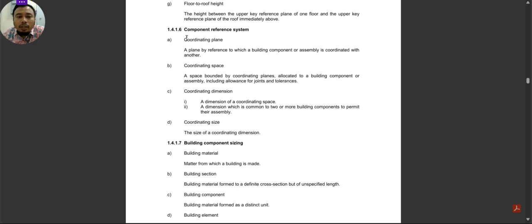And then the next one is the component reference system, where you have a coordinating plane, a plane by reference to which a building component or assembly is coordinated with another. Basically a plane that we coordinate. A coordinating space is a space bounded by coordinating planes. You have two coordinating planes, and the space is allocated to a building component or assembly, including allowance for joints and tolerance. Basically a modular coordinated space. And then there are the coordinating dimension and coordinating size.